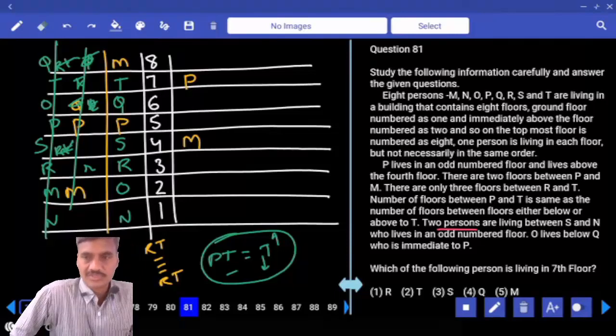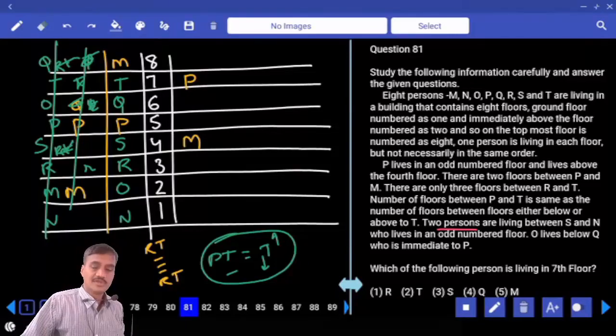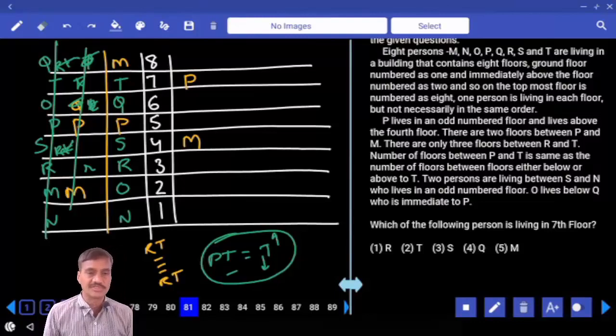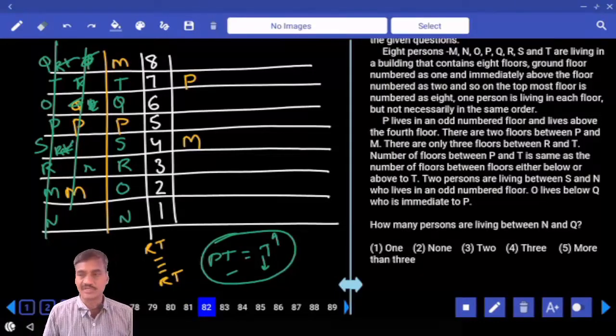Now this is about question numbers 81 to 85. In question 81, which of the following persons is living on the 7th floor? The person who is living on the 7th floor is T, choice 2 for 81. And how many persons are in between N and Q? Now in between N and Q, how many people are there?